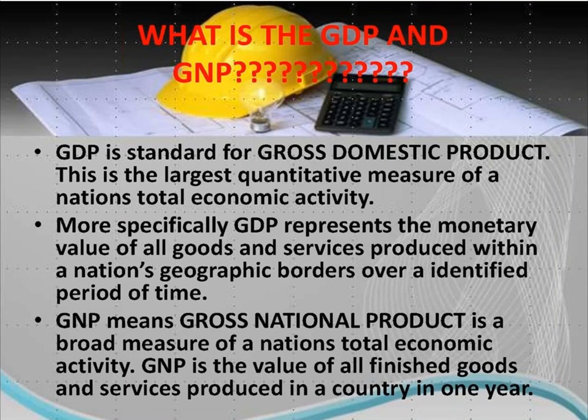Now we'll be seeing what is GDP and what is GNP. GDP stands for gross domestic product. This is the largest quantitative measure of a nation's total economic activity. More specifically, GDP represents the monetary value of all goods and services produced within a nation's geographic borders over a identified period of time. Whereas GNP means gross national product, which is a broad measure of a nation's total economic activity. GNP is the value of all finished goods and services produced in a country in 1 year.